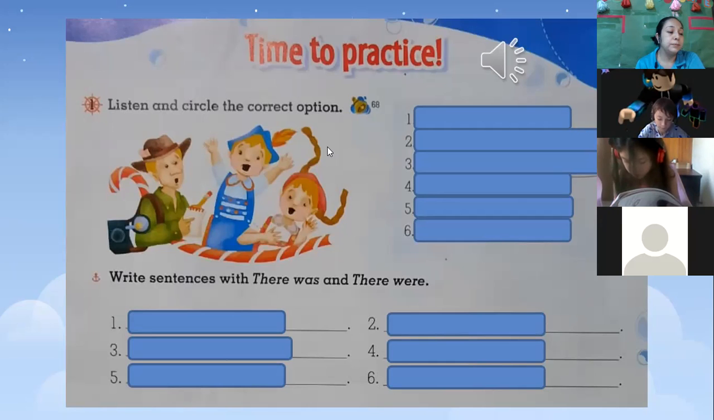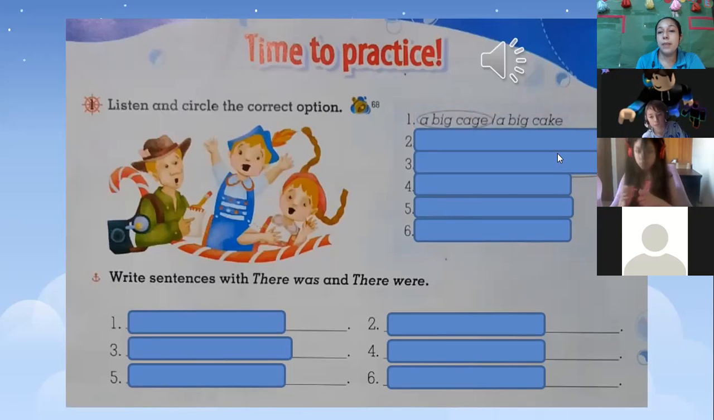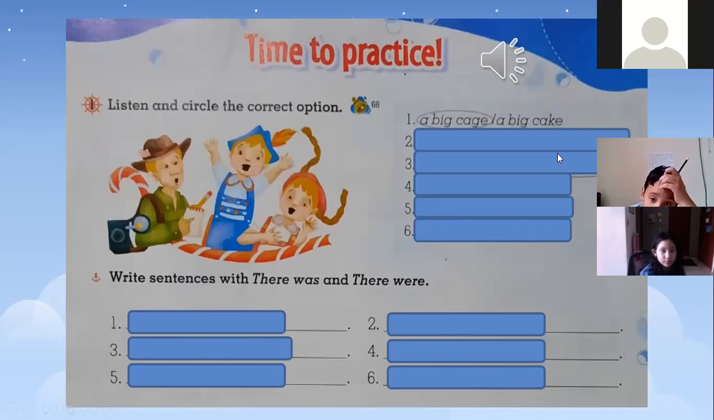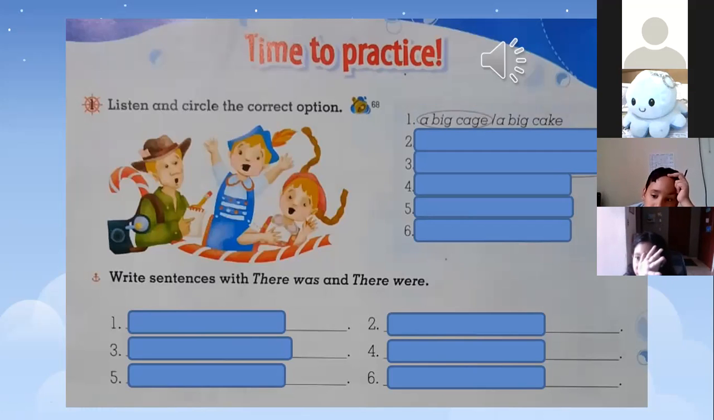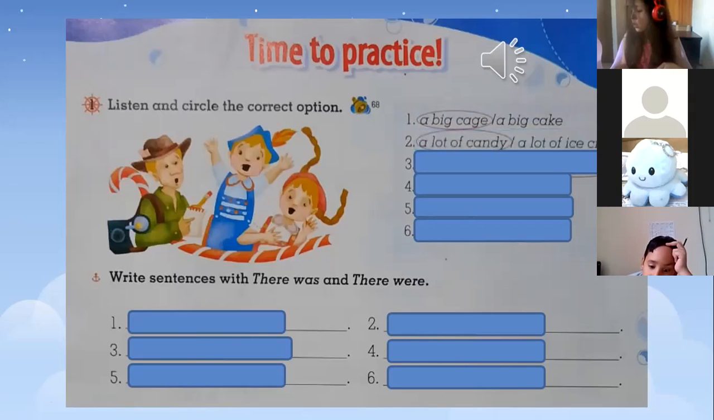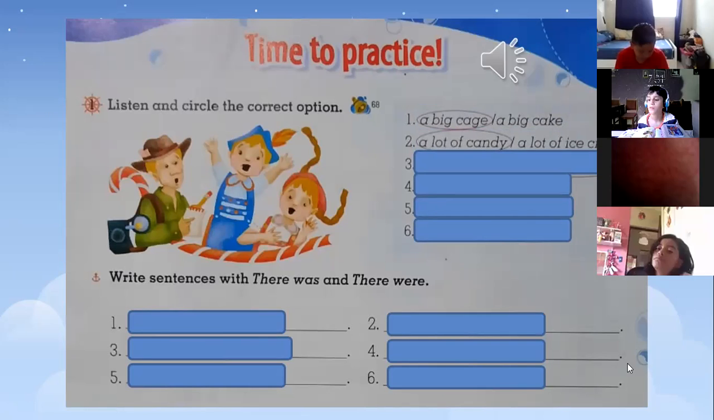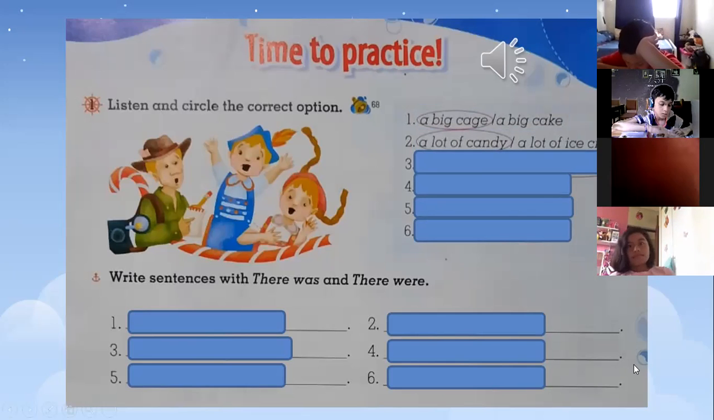Okay. Number 1. What is this? A big cage. Okay, a big cage. Yes. Okay, Aaron, number 2. A lot of ice cream. Is this one a lot of ice cream? A lot of candy. A lot of candy is the correct option, yes? Okay. So let's see. Number 3, Christopher Amaya. What is number 3?